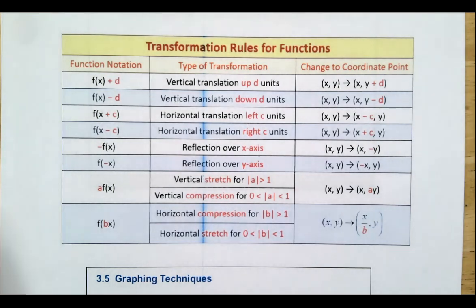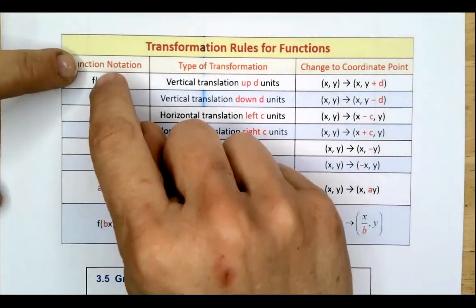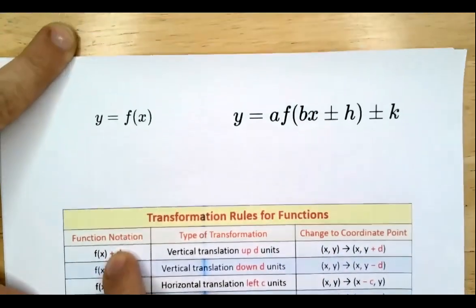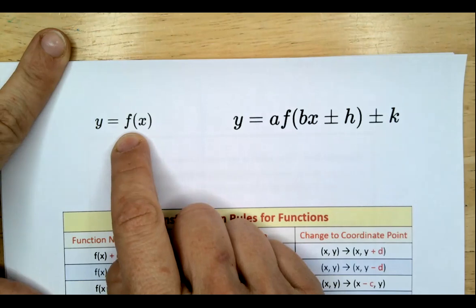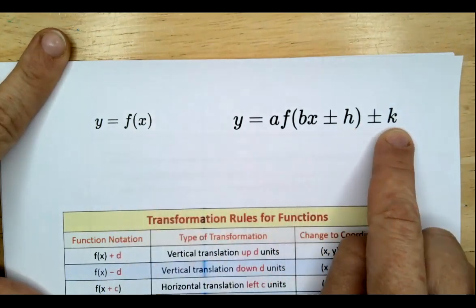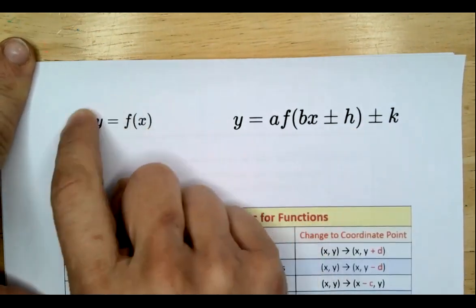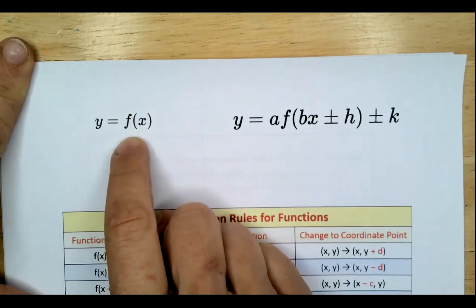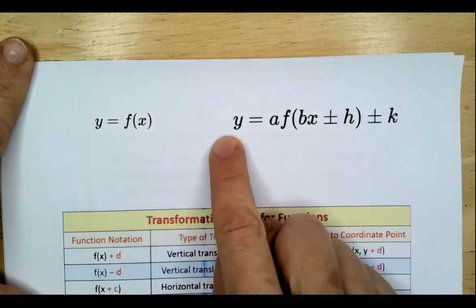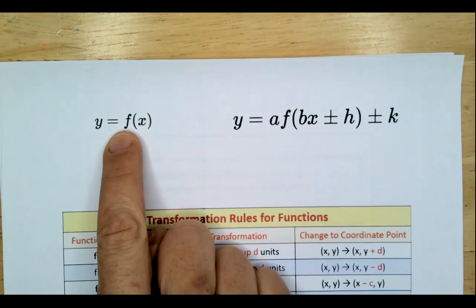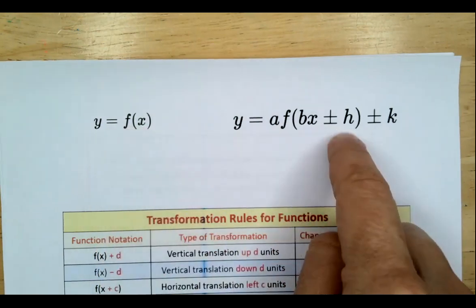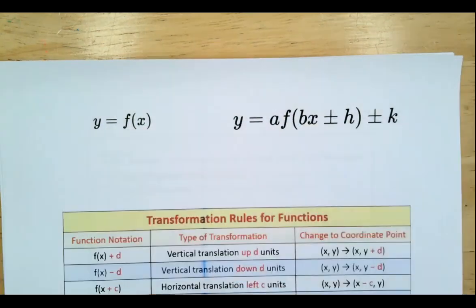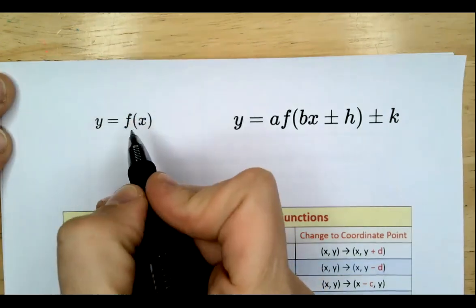So what you have is your original f of x, and then there are the possible things you can do to that parent function or the common function. Okay, and they are outlined here. So here is our original function, and here are the ways we can transform that function. All right, I wanted to just explain the possibilities. So here's just a general function.